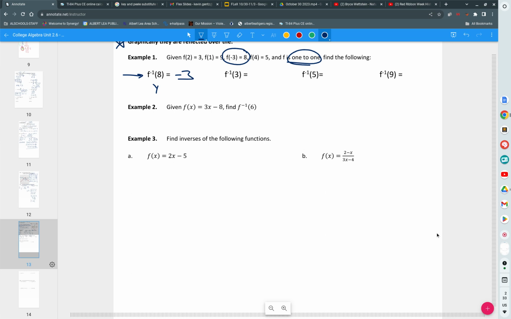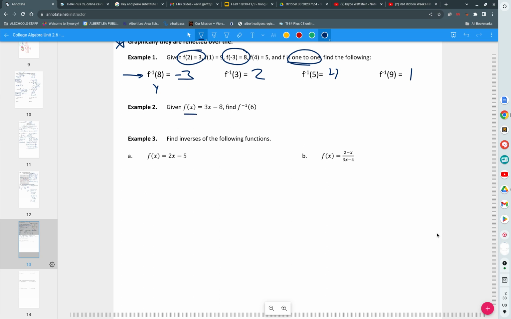f inverse of 3, that would be positive 2. f inverse of 5 is 4. And f inverse of 9 is 1. Easy enough? Okay, we're going to switch it up.